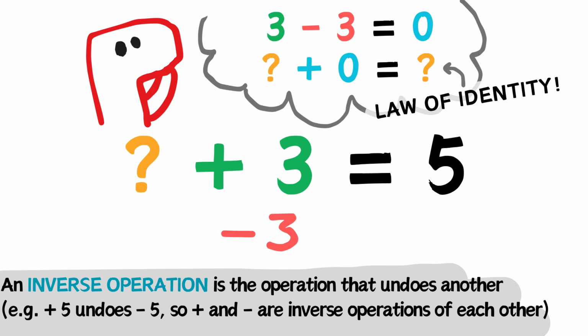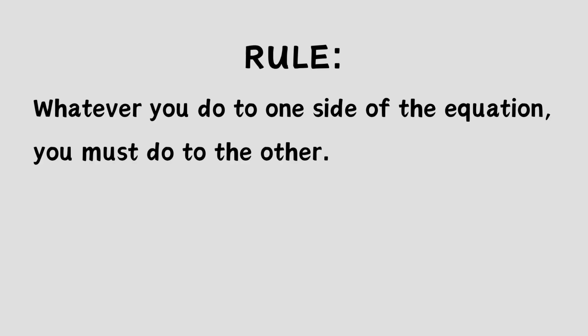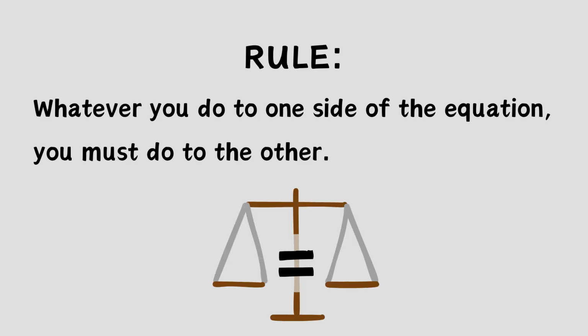But we can't just take away from one side of the equation. That would change the equation. Since we are subtracting 3 from one side of the equation, we have to subtract 3 from the other side as well. In algebra, the key rule is whatever you do to one side of the equation, you must do to the other side to keep it balanced. Think of an equation as a balance. Whatever you do to one side, you must do to the other.